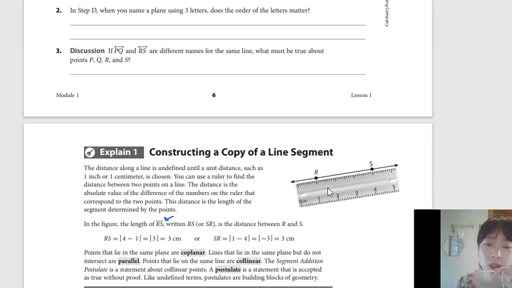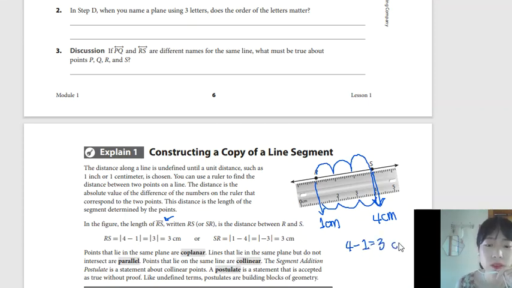Okay, that makes sense. So R is exactly at 1 centimeter, and S seems like it's at 4 centimeters. How do you define the distance between the 2 points? Well, if R is 1 and S is 4, then how many centimeters do you have in between? We got 1, 2, and 3 centimeters, right? That's 4 minus 1, which is 3. So 3 centimeters. Or 1 minus 4, but that has to be absolute value, so it's still going to be positive 3.